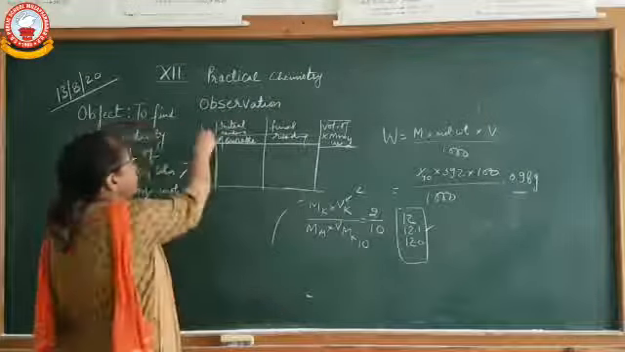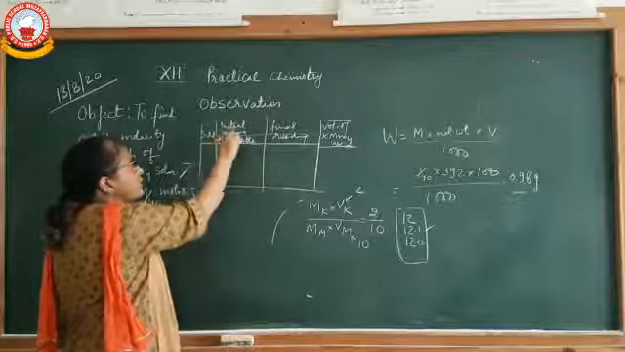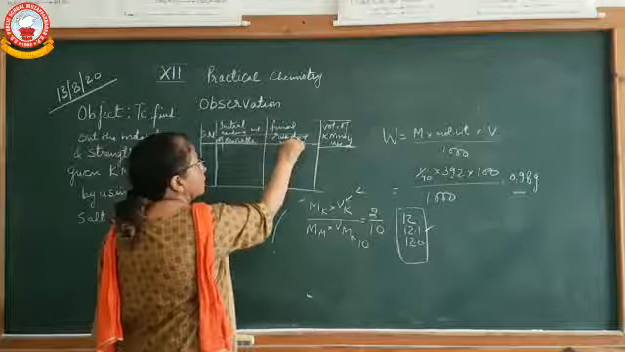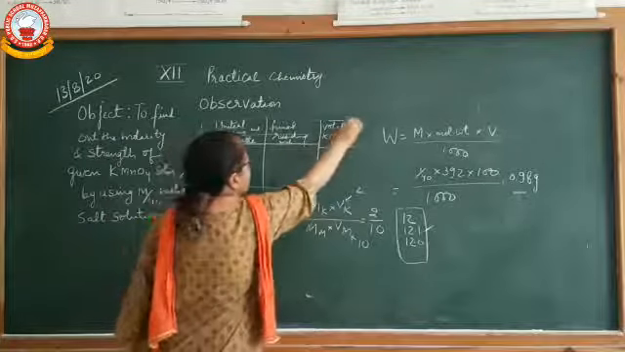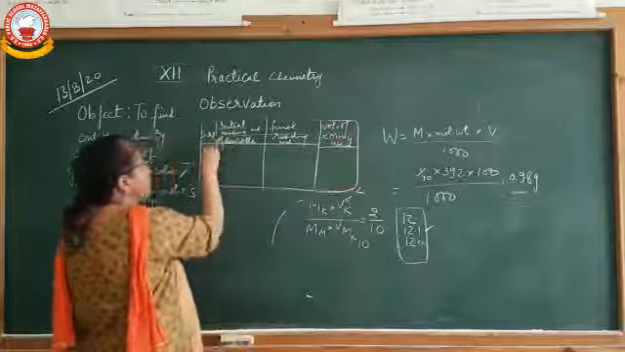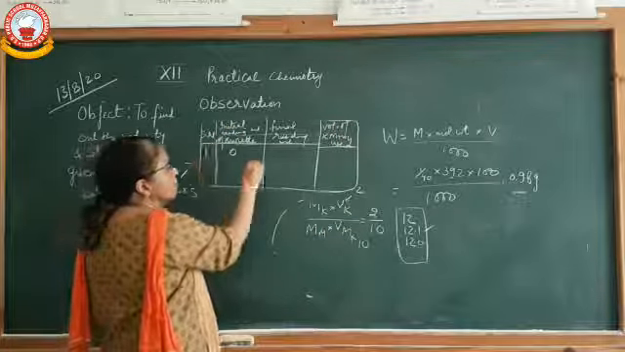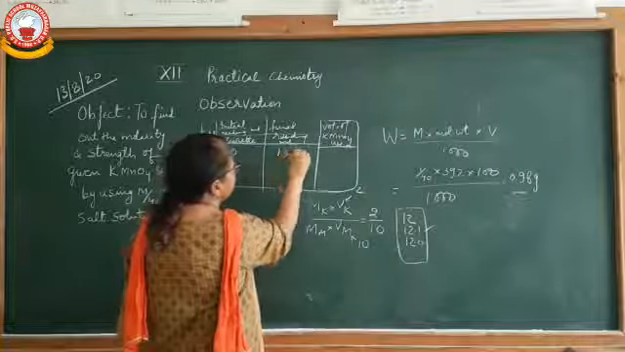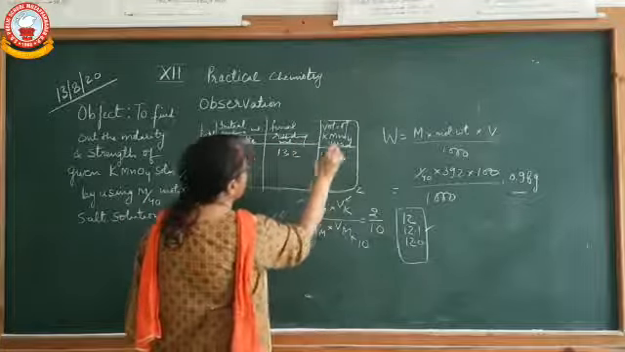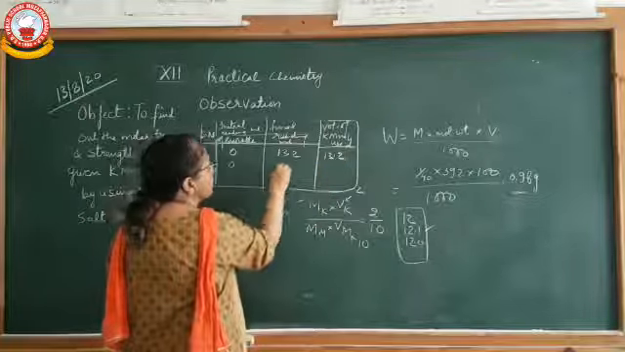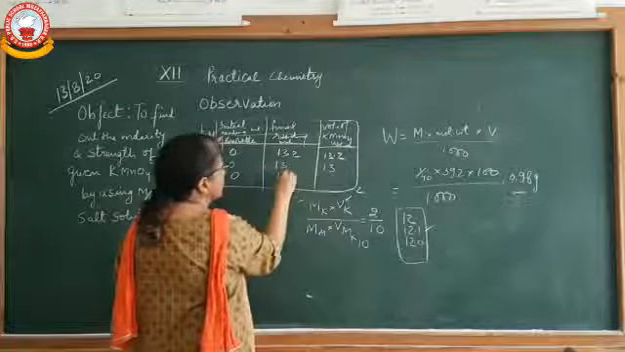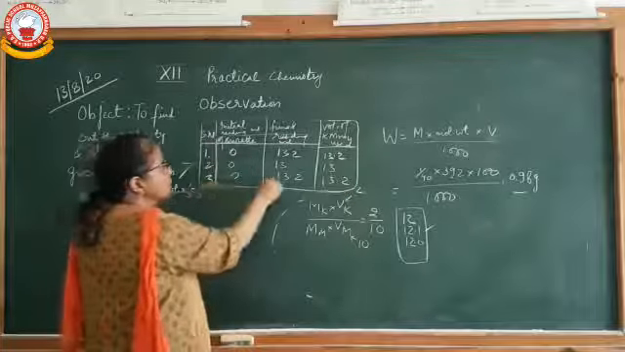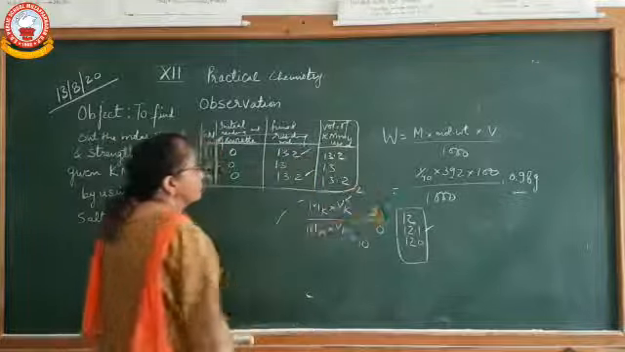The readings will be recorded in an observation table, in which you will make a serial number, then initial reading of burette, final reading of burette in ml, and then volume of KMnO4 used, that will be the difference. For example, the first initial is 0, and the final is 13.2, so used is 13.2, then 0, then 13, then 0, then 13.2. So suppose these 3 readings are there, then the concordant reading is 13.2.